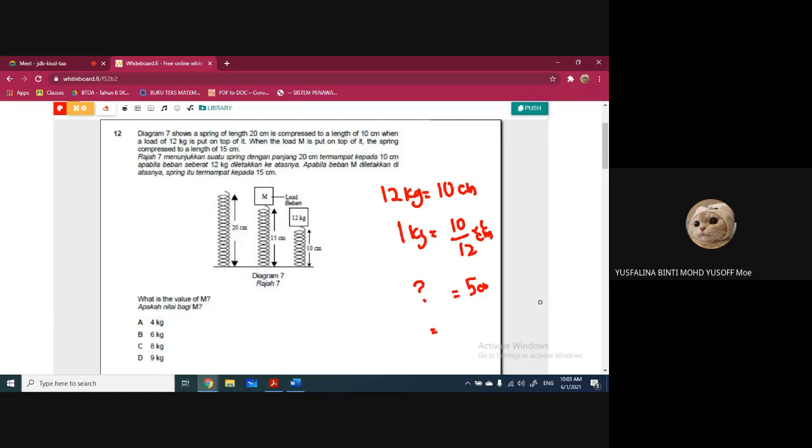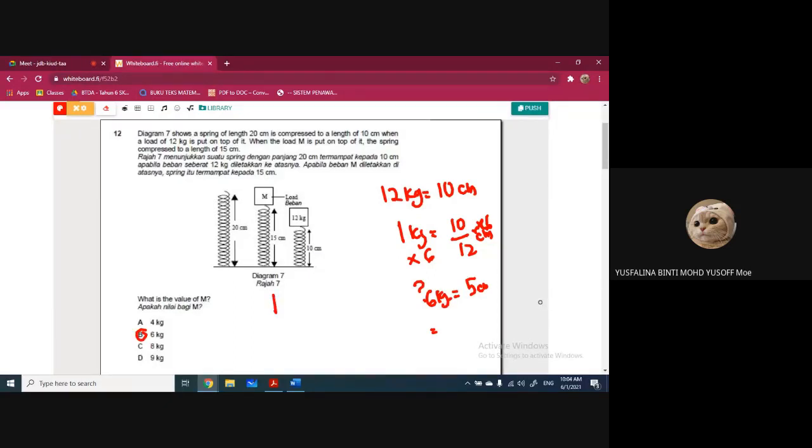I want to get 5, right? So 6. Yeah, divide by 6. So this one you divide by 6, and this one multiply by 6 also, and then this one multiply by 6. So you got 6 kg. So the answer should be B.